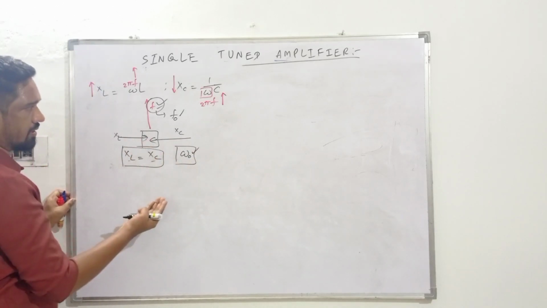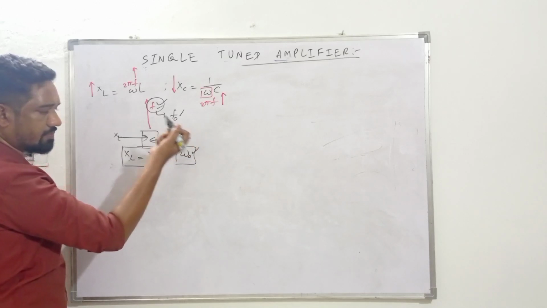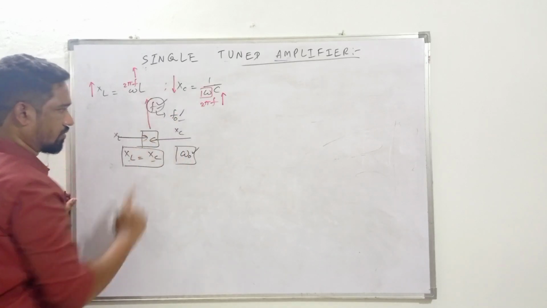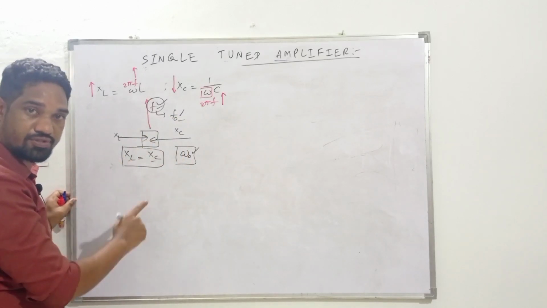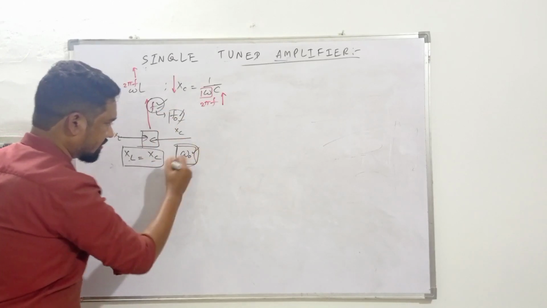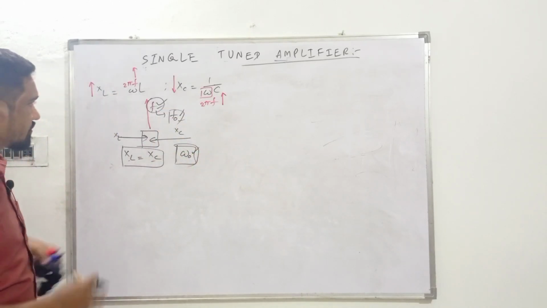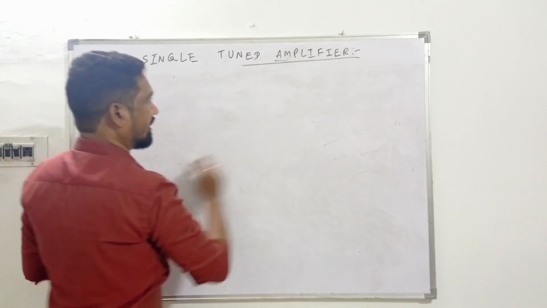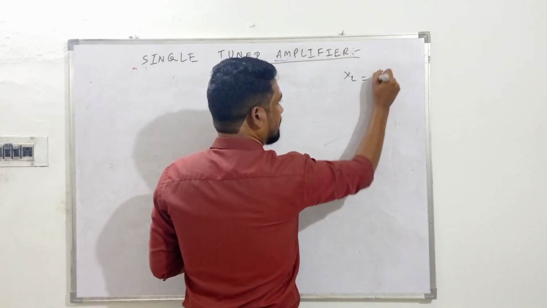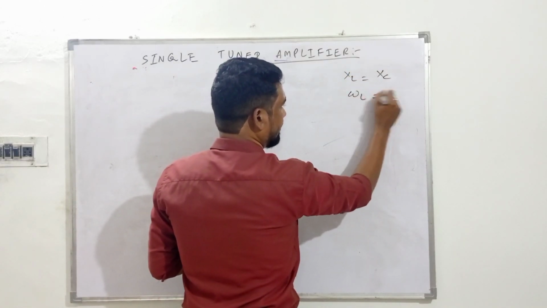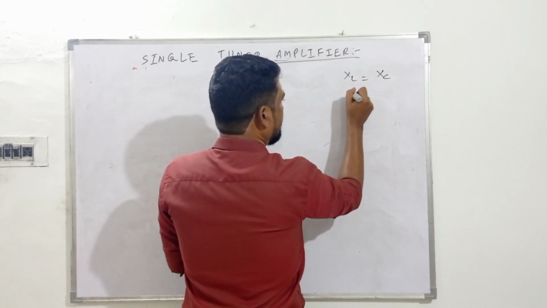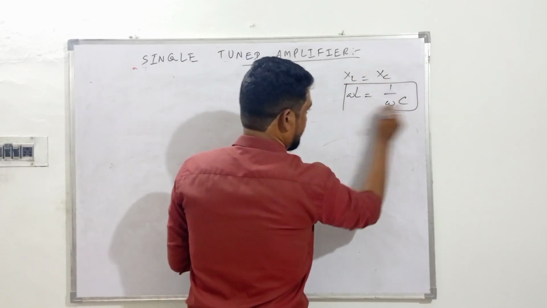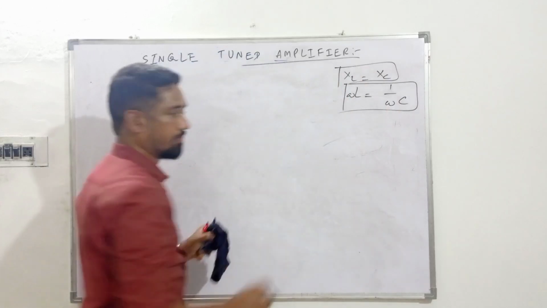At a particular working frequency this phenomenon happens, and that particular frequency is known as the resonance frequency, and it is f naught or omega naught equal to 2 pi f naught. So this is what happens with resonance. Resonance is the condition at which XL will be equal to XC, that is, omega L will be equal to 1 by omega C. We need to make use of this condition at resonance, okay?